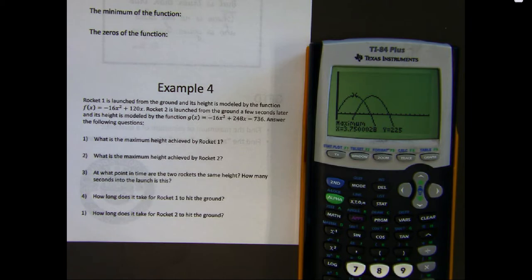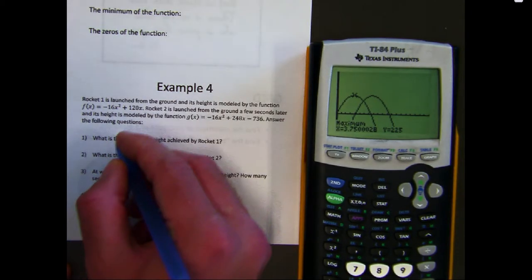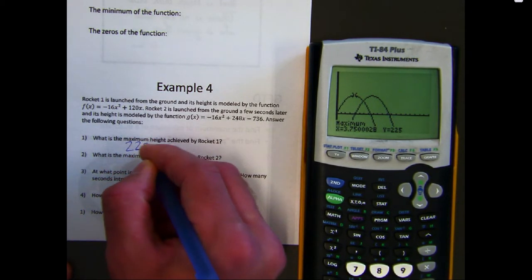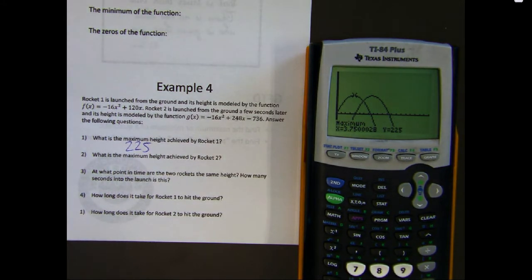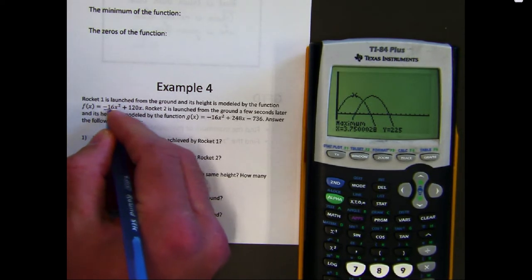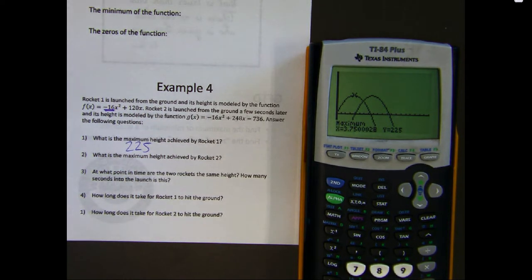This one's just asking for our height. So we're going to say it's got a max height of 225. Now, I didn't include the units anywhere in this example problem, but one thing I happen to know is this is half of the acceleration due to gravity. When you're thinking about physics, you might be thinking of 9.81 as the acceleration due to gravity.